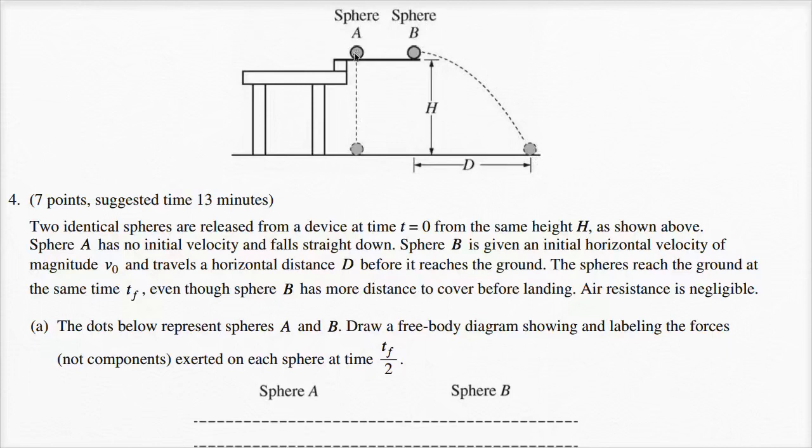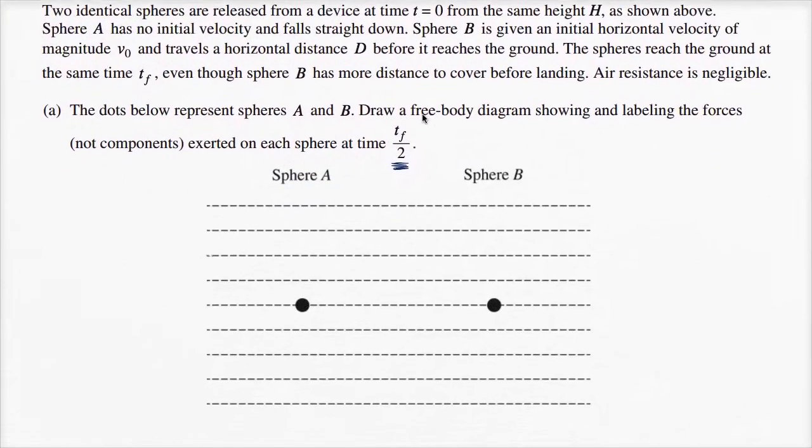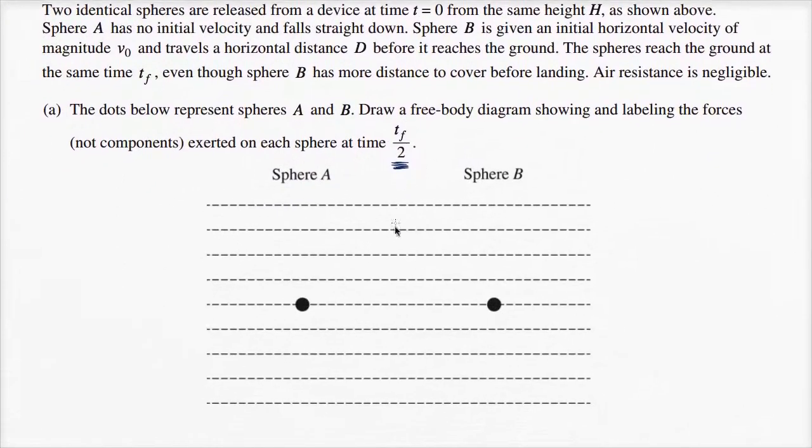When they're up here, right when they're released, it's t equals 0, and then this is at t equals t sub f. And they say a free body diagram at t sub f over 2. So this is while both of them are in flight. While both of them are in flight, the only force acting on each of them is going to be the force of gravity. And since the spheres are identical, the force of gravity is going to be identical. They have the same mass.